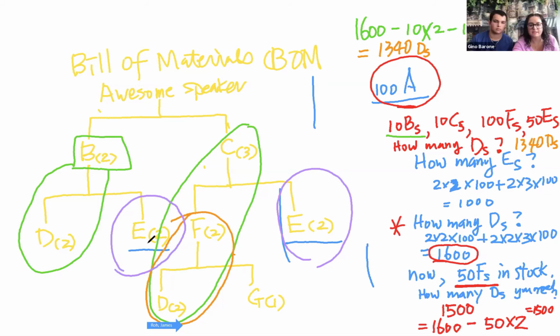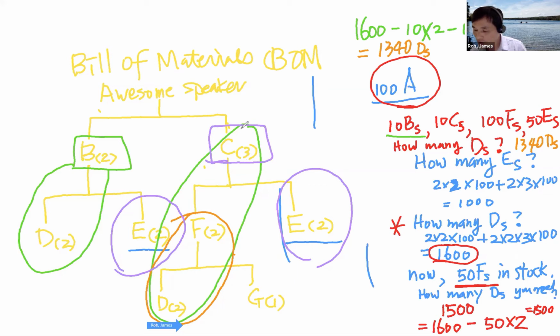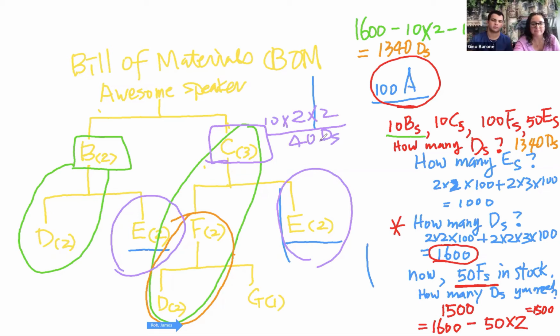Why is it 10 times 2 times 2 for the C? Yeah, so here we have Cs, right? We know that there are 10 Cs, and we know that one C has 2 Fs, and one F has 2 Ds, right? So 10 times, we know that 10 Cs includes 2 times 2 Ds, right? So 40 Ds are included in 10 Cs. Oh, okay, thank you. Yeah, that makes sense. Okay.